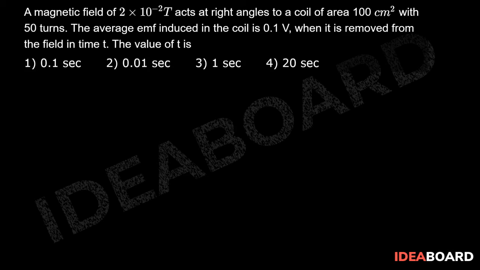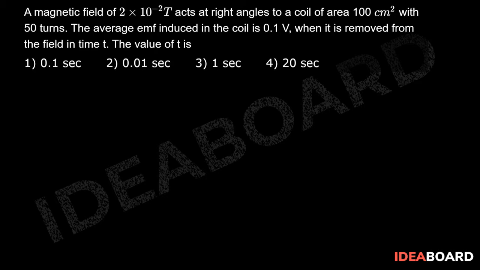A magnetic field of 2 × 10^-2 Tesla acts at right angles to a coil of area 100 cm² with 50 turns. The average EMF induced in the coil is 0.1 volts. When it is removed from the field in time t, the value of t is.